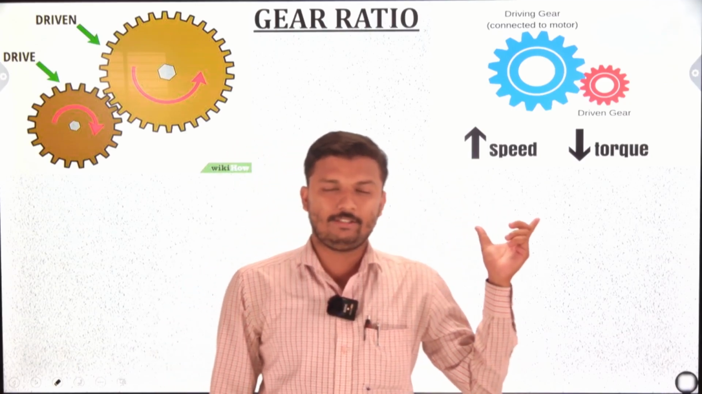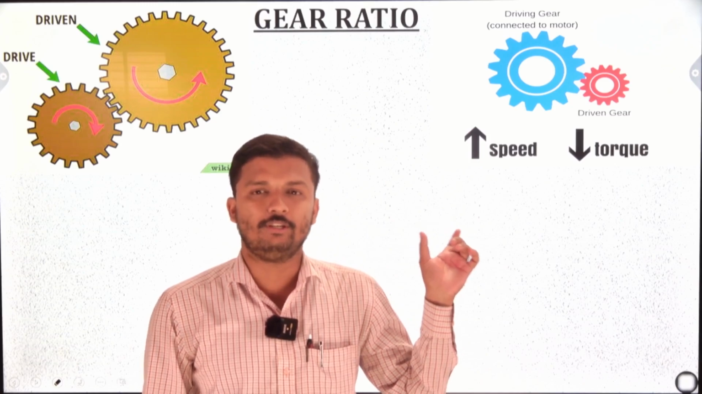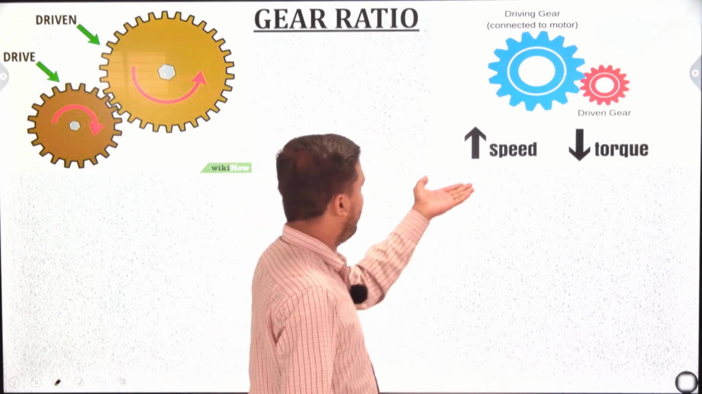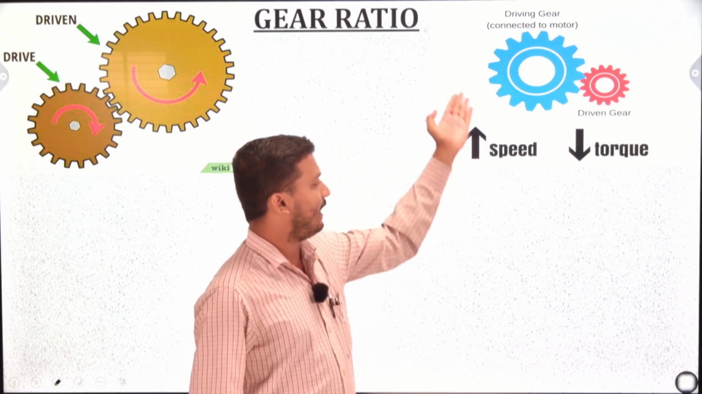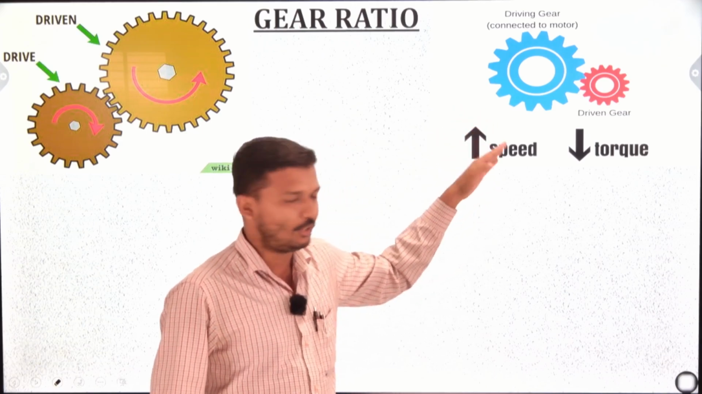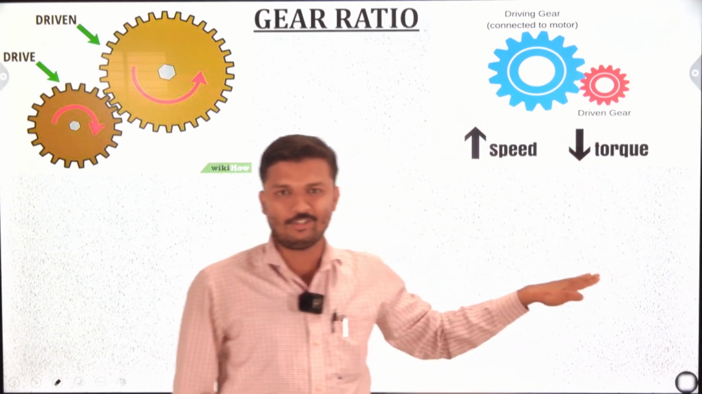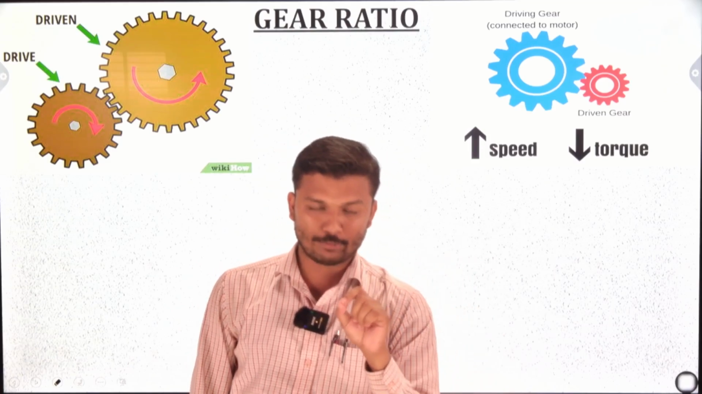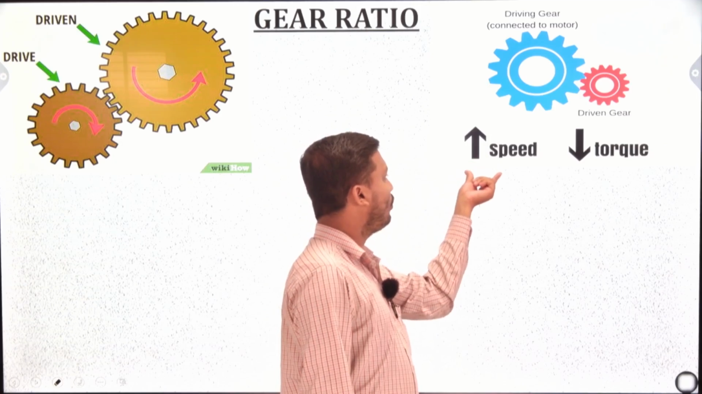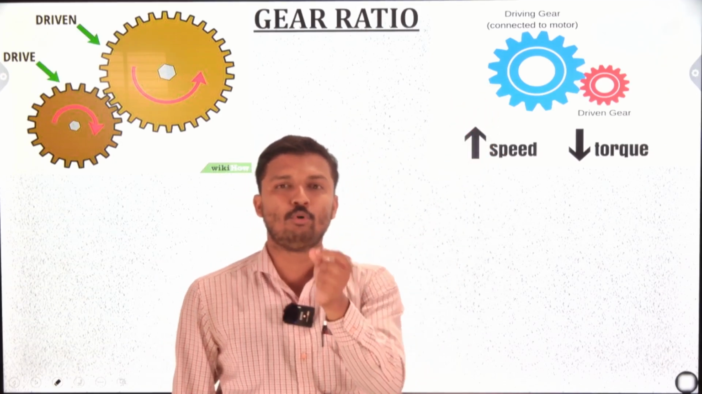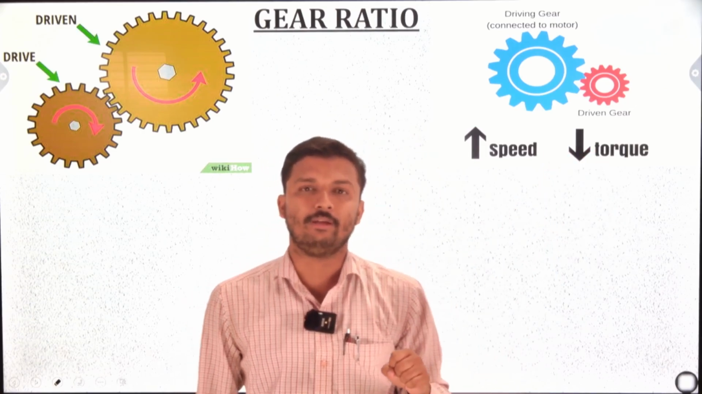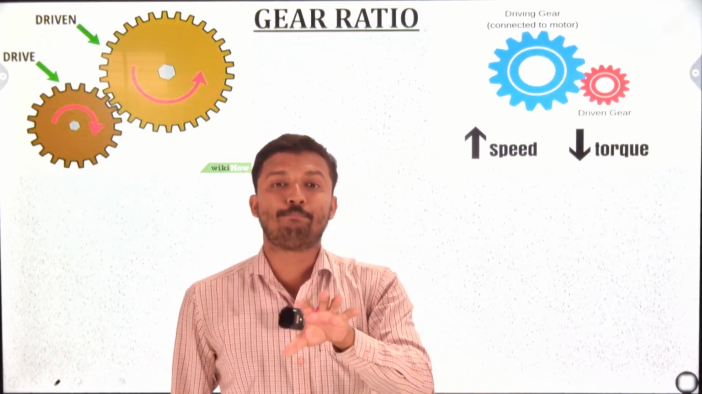The speed and torque in the gear ratio of the gear are completely inversely proportional. One is in the upward direction, another is downward. That means if speed increases, the torque decreases. At the point or gear where we get higher speed, in that gear we get lower torque. For example, the topmost gear.